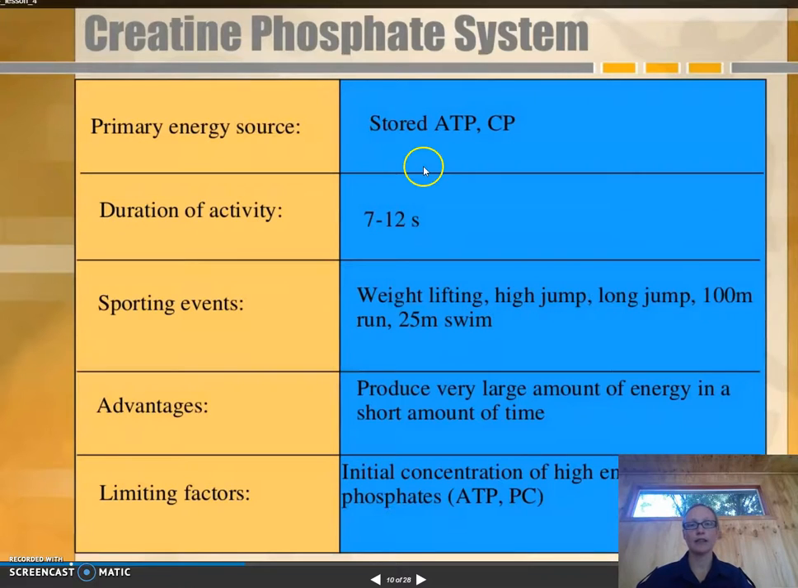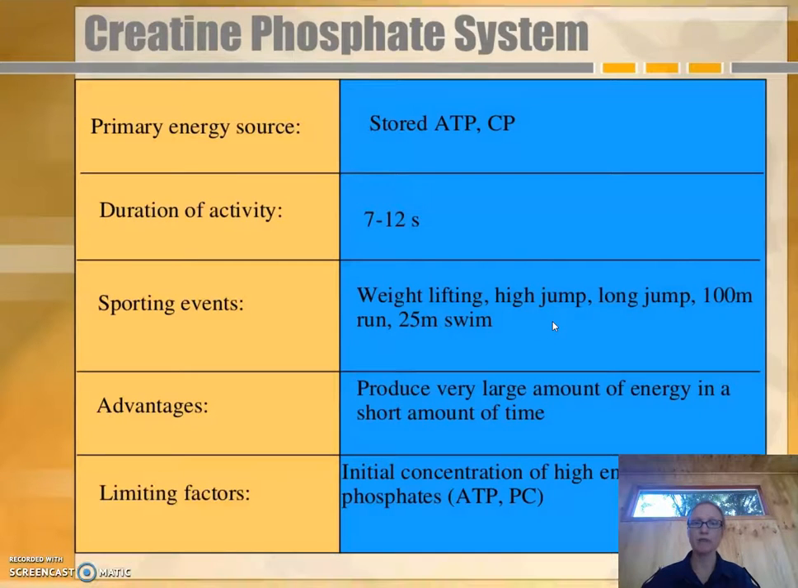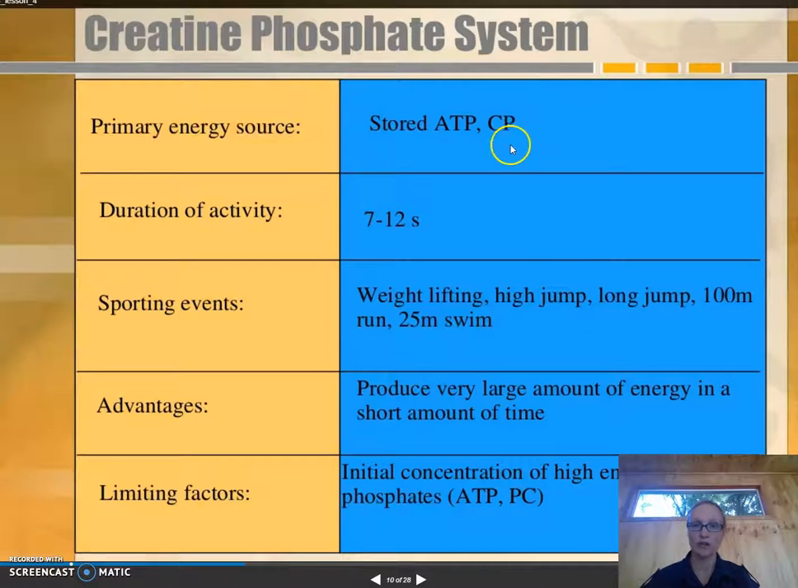Now this slide's fairly important. So basically the primary energy source of this particular system is everything that's already in stores. So it doesn't require us to break down food or anything like that. So it's your creatine phosphate stores and your ATP, ADP stores. Duration of activity, 7 to 12 seconds, well, 0 to 15 seconds, depends on what literature you read. Sporting events, things that are short, sharp bursts and that's it, not repetitive. If it requires repetition, creatine phosphate is not restored within a short period of time, so it requires maximum rest. So interval training with brief periods of rest are not enough to restore creatine phosphate stores.